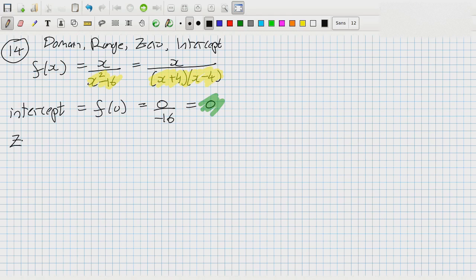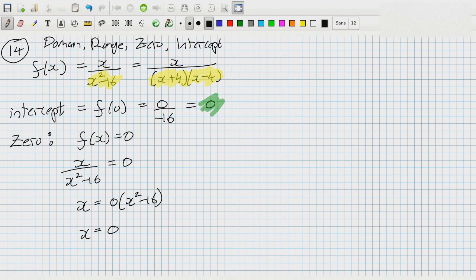Interestingly, let's get the zero now. So that means we want to solve f(x) equal to 0, which means x over x squared minus 16 equal to 0. Which basically just means x equals 0 times x squared minus 16. So x is equal to 0. So that's where the zero is for this one. Coincidentally, also the same location.